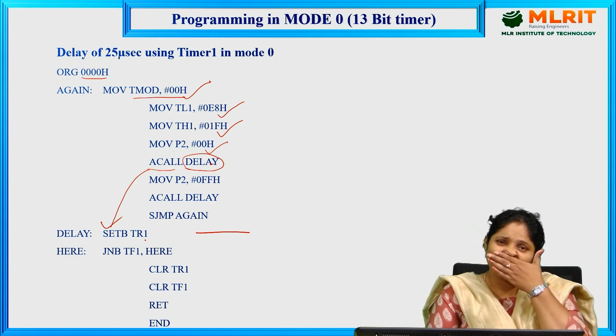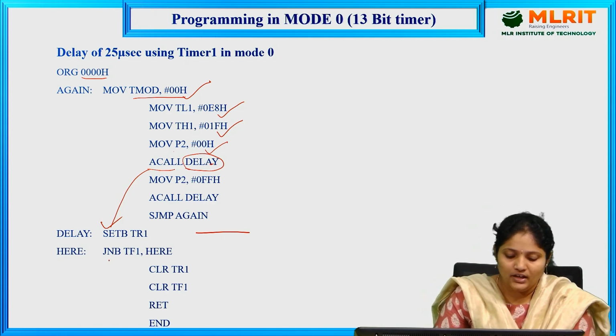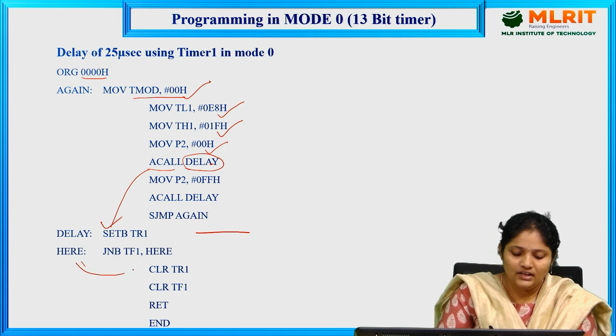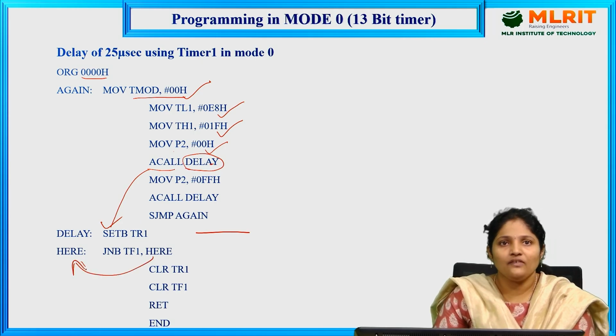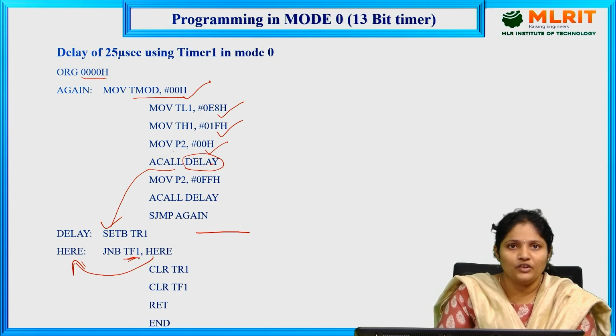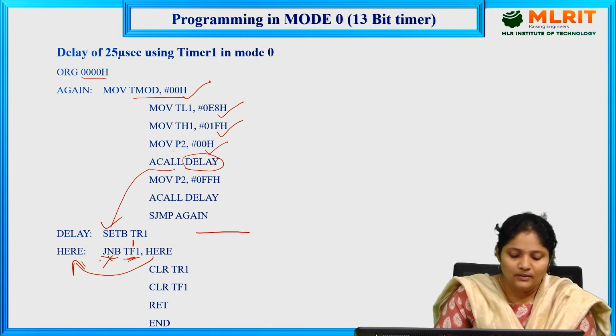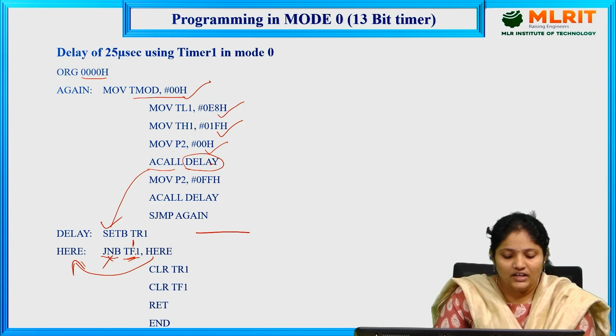Now we need to check for the overflow flag. That's where we are using this instruction, JNB TF1. If we don't find the bit, the loop will be executed here itself, again and again. After completion of the delay, the timer value will overflow, so the TF value will become 1. If the TF value becomes 1, this condition will not be satisfied. JNB means jump if no bit is there. So if TF1 equals 1, the bit is there, so this condition will not be satisfied and it will move to the next one.